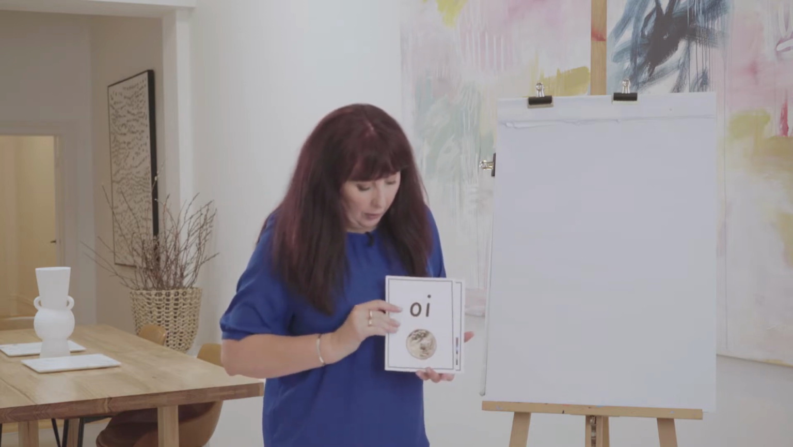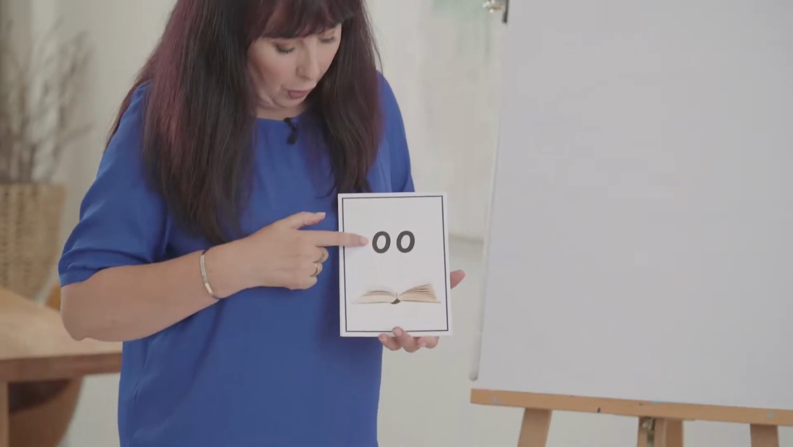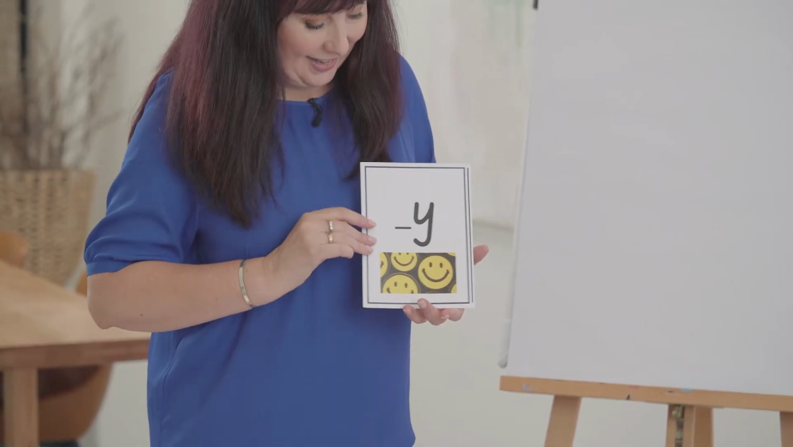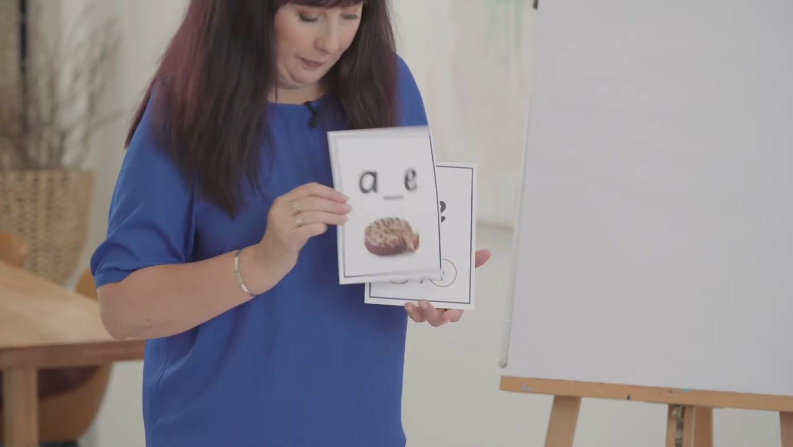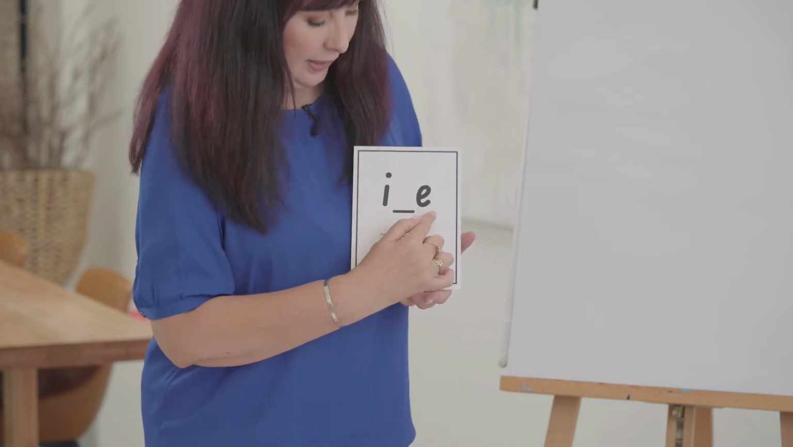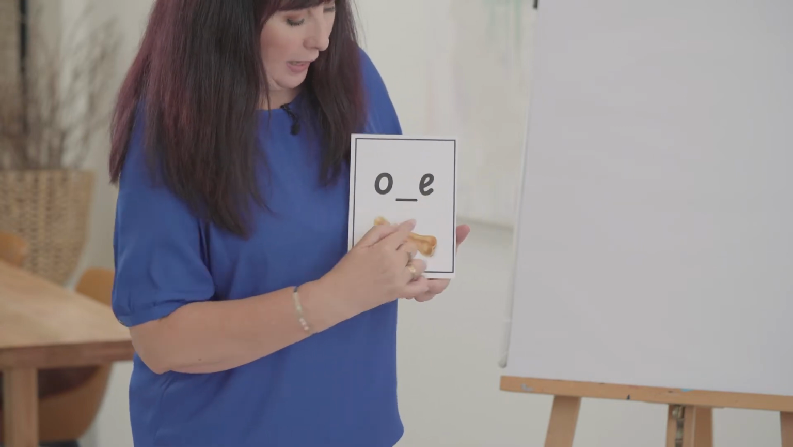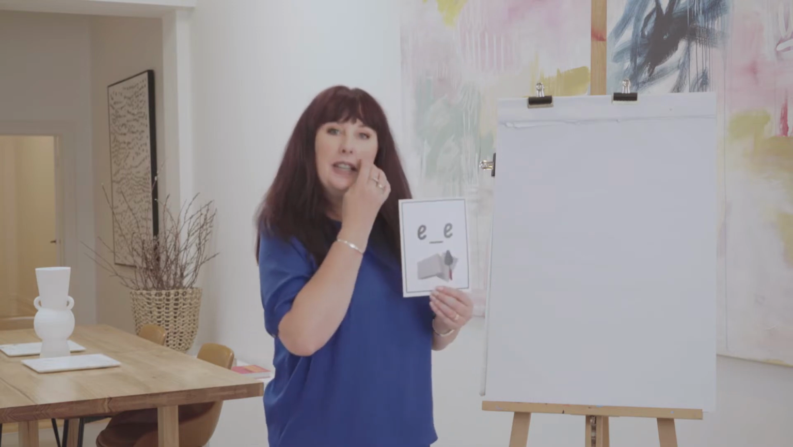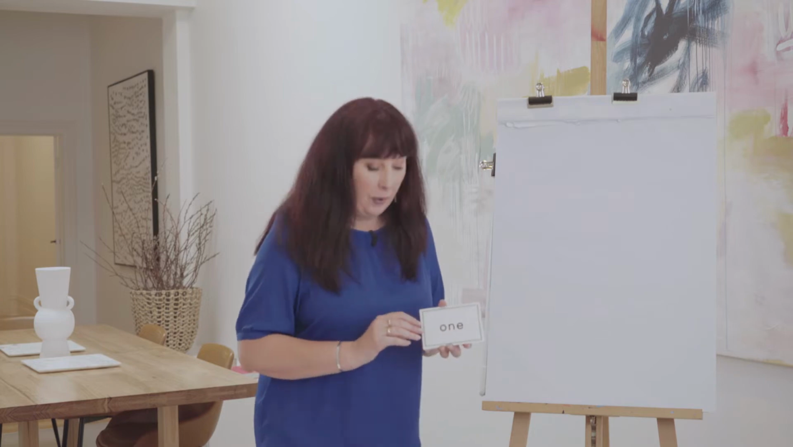OI, coin, oi. AY, play, A. Double O, book, o. Y, happy, E. A, consonant E, cake, A. I, E, bike, I. O, E, bone, O. And this is the one that we did yesterday. E, concrete. Great job.